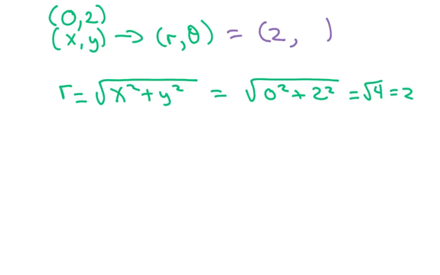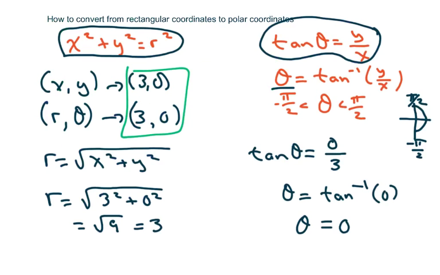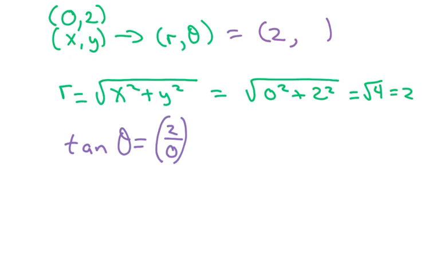Now for our angle, we're going to use tan of theta equals 2 over 0. Now that's undefined here. So basically what that tells us is that we're at pi over 2. Because remember I told you it's undefined at these places here. So since it's undefined, theta equals pi over 2. So we're going to put pi over 2 here.